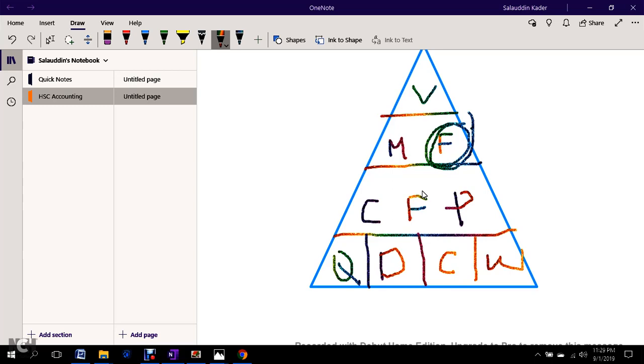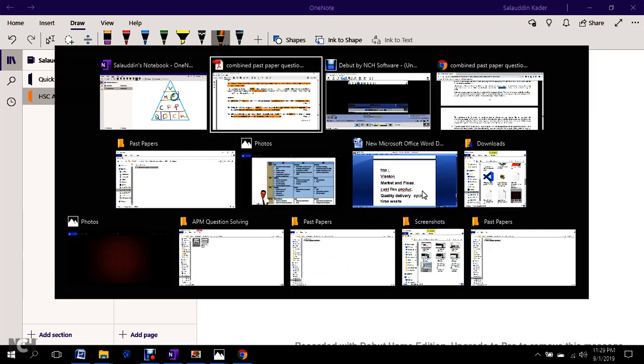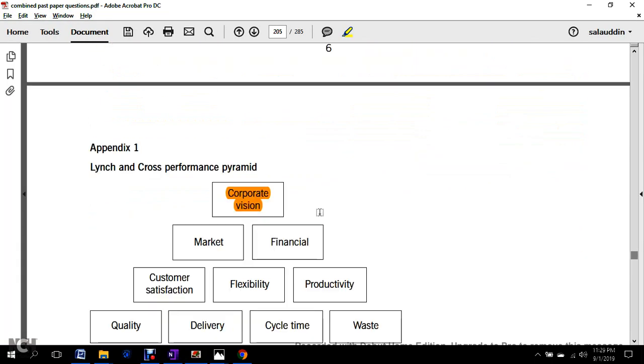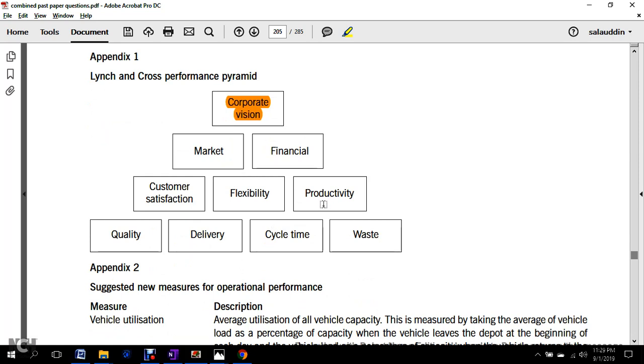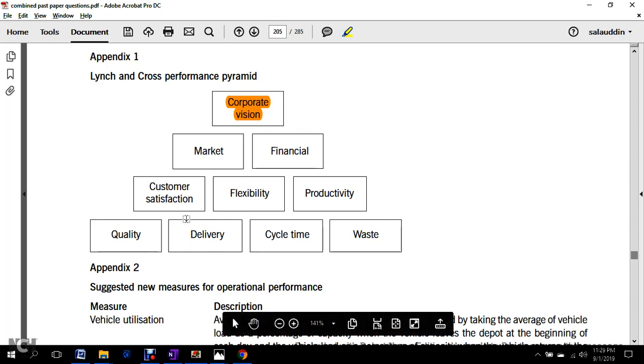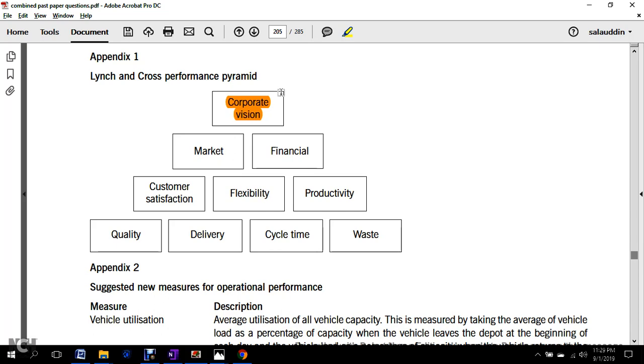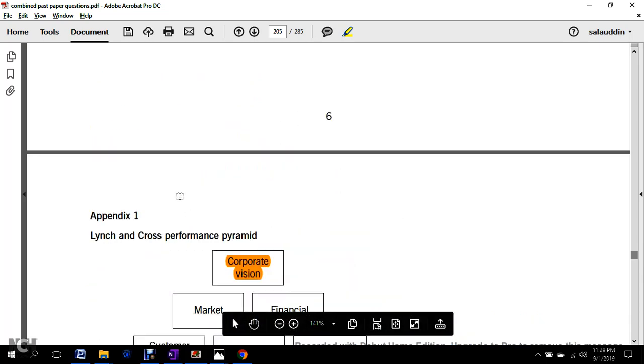So the pyramid helps to set a performance pyramid. We need to say that a performance pyramid helps to set financial and non-financial measures. Non-financial measures are important because they help an organization to achieve long-term future performance, and this will be helpful for this organization.